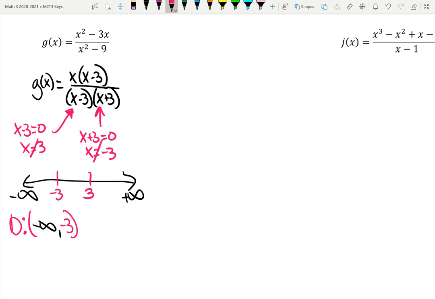So to write out my domain, it is going to be negative infinity going to negative 3. Then the next region is from negative 3 to 3. And then finally it goes 3 to infinity. Notice how I have 3 parentheses. I have 3 regions.